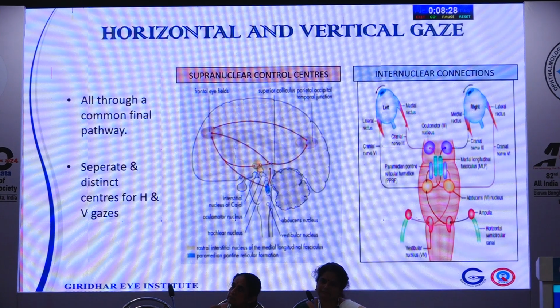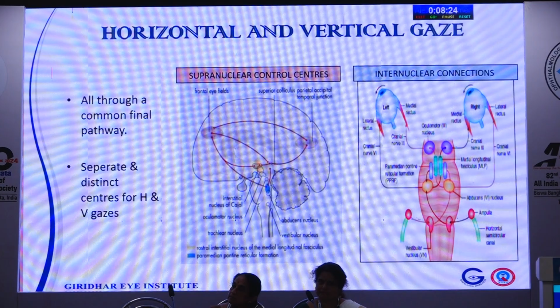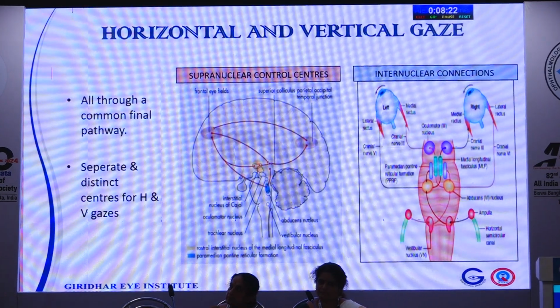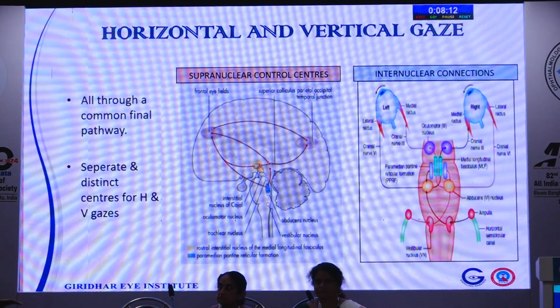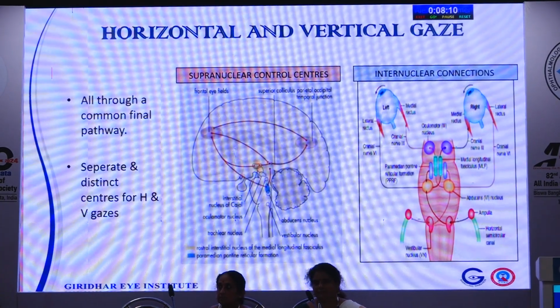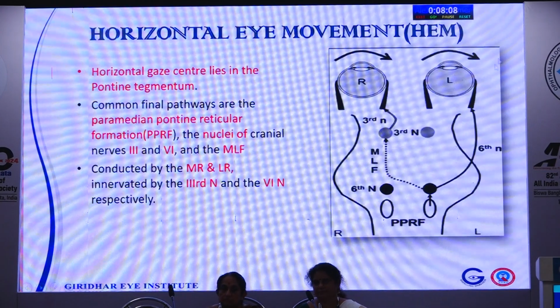Let's look at the gazes. So we have horizontal gazes and vertical gazes. This all looks very complicated now, but the thing to remember is that there is a common final pathway for horizontal gaze and a common pathway for vertical gaze, but the centers are separate for horizontal gaze and separate for vertical gaze. So I'll come to that. Just a bit of anatomy.